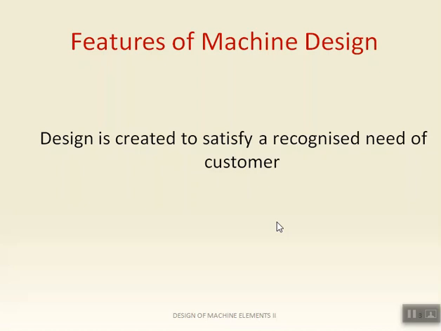The final outcome of the design process consists of a description of the machine. The description is in the form of drawings of an assembly and of individual components. So the design is to be created to satisfy the recognized need of the customer. That is the ultimate aim, and that is the most important point.